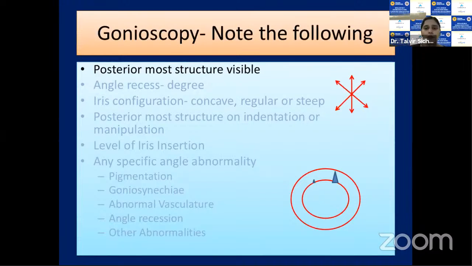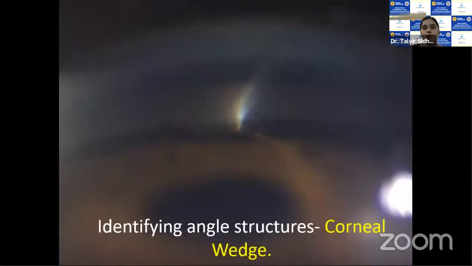First of all, when you have put a thin light onto the angle, you should see what is the posterior-most structure visible. When you put a very thin beam over the angle, you see a corneal wedge formation inside the eye, which is the reflection of the outer and the inner cornea. At this corneal wedge actually lies your Schwalbe's line, and beyond the corneal wedge are the angle structures that are visible. If you are able to see the corneal wedge and beyond that a single line, that means some of the angle structures are visible, and that marks your Schwalbe's line. Sometimes pigmentation is present over the Schwalbe's line, which you can confuse with trabecular meshwork.